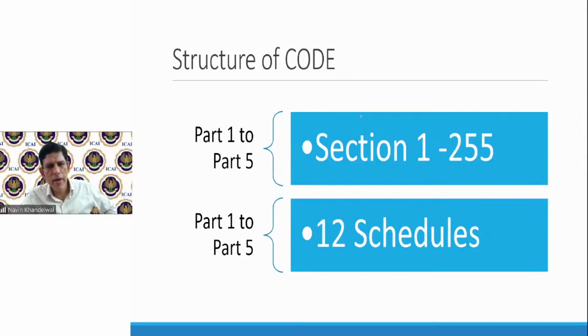The whole code is divided into different parts, from part 1 to part 5, covering section 1 to 255. That means we have a huge law which has to be studied. 255 sections is not small. It should create a sense of worry in your mind that for a part of, let's say, 6 marks, do I need to go through and review 255 sections? That's a huge cumbersome responsibility being cast on you, along with 12 schedules plus regulations.